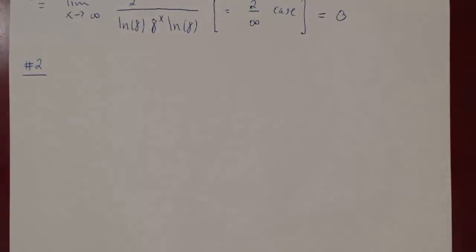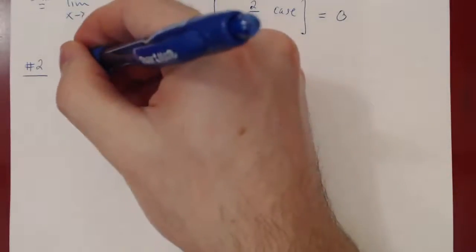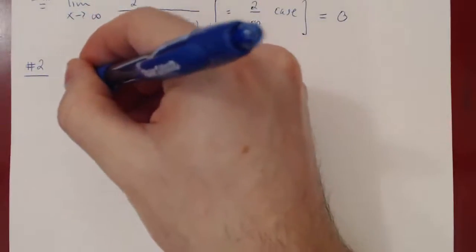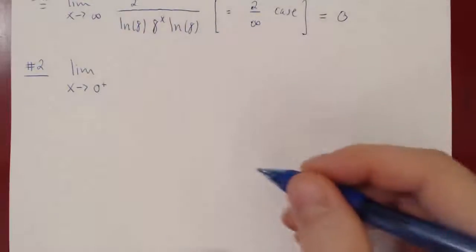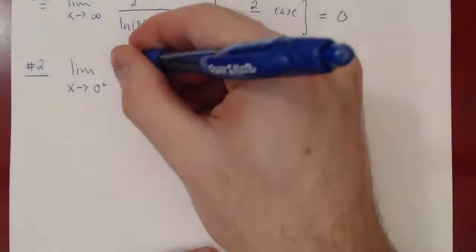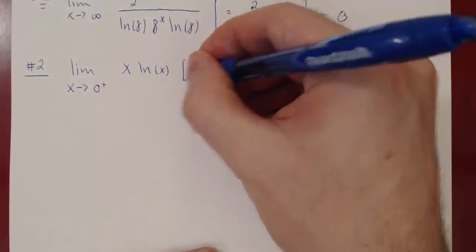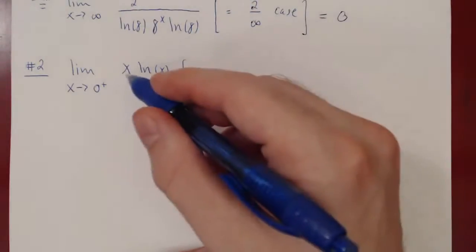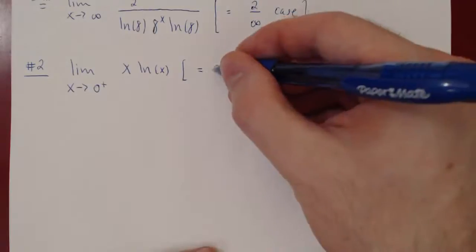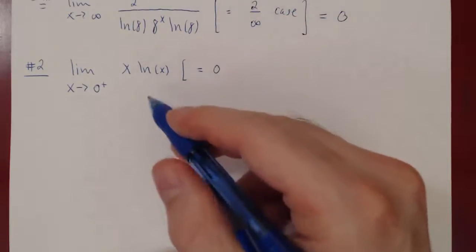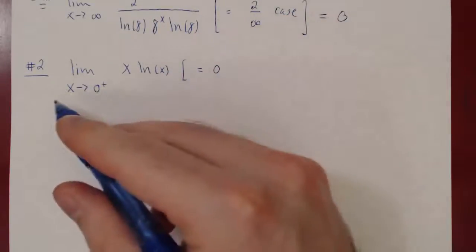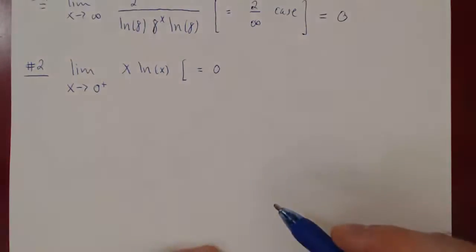So we are going to let, in this case, x approach 0 from the right, and look at the product of x times the ln of x. As always, we'll try and look at what case we have. As x goes to 0, x goes to 0. We have a 0 times ln of x. What happens to ln of x as x approaches 0 from the positive side?